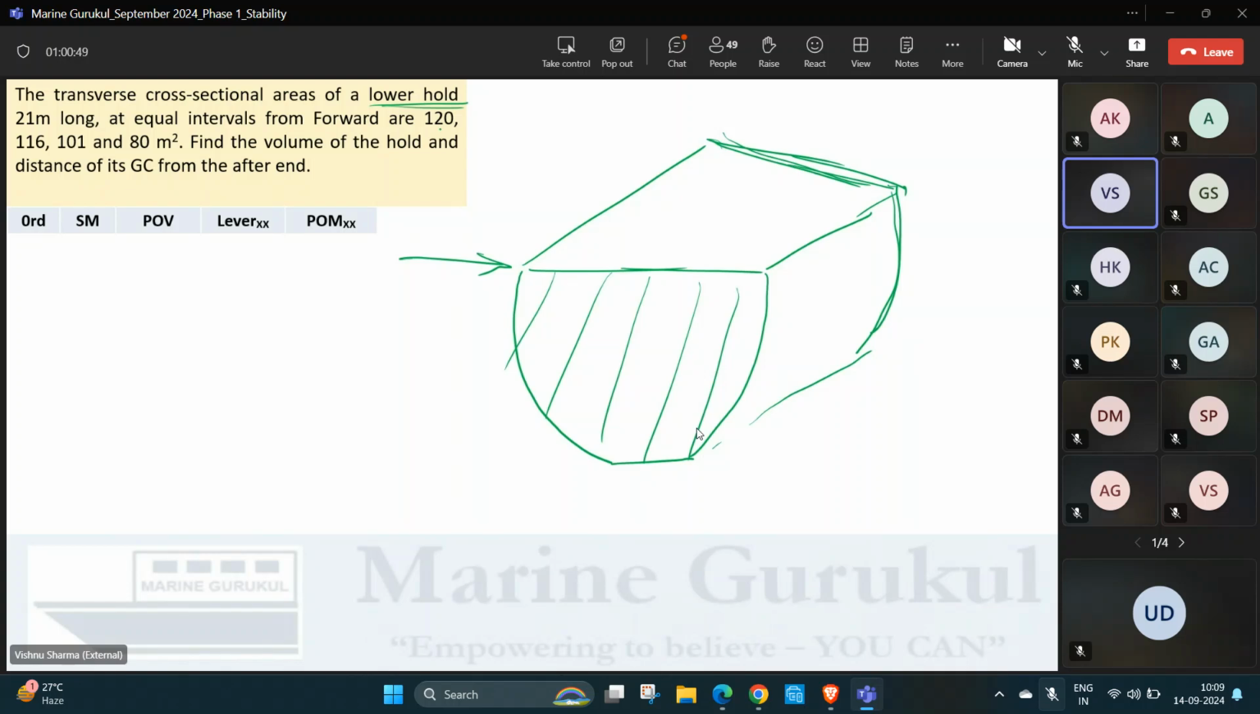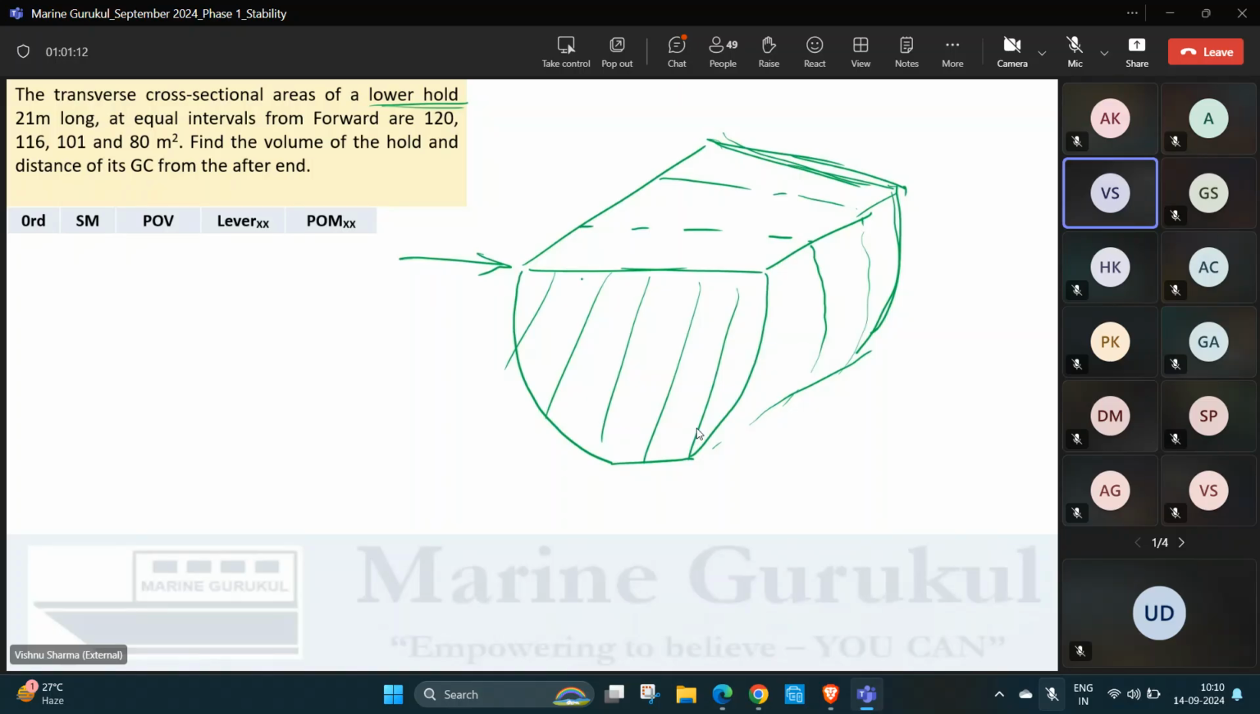Now he says there are 4 of them. So if you need a cross-sectional area here, and a cross-sectional area here, you'll say, how do I get it? Imagine you have an imaginary bulkhead there. Whatever is the area of that imaginary bulkhead, that will be the transverse cross-sectional area.